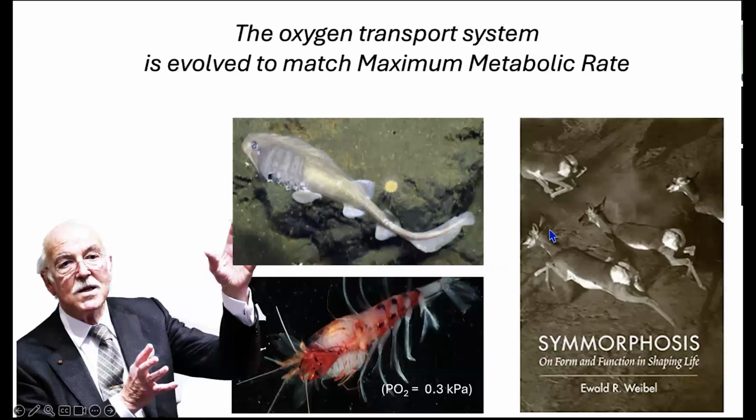I tend to ascribe to this philosophy that was most eloquently written by Ewald Weibel, maybe 30, 40 years ago, where the oxygen transport system evolves to match maximum metabolic rate. So if you are an active animal, you have a higher oxygen supply capacity shown, or if you're an animal living in hypoxia, like these two deep sea species, you have extremely high gill surface areas and blood that's capable of binding oxygen from very low environmental sources.